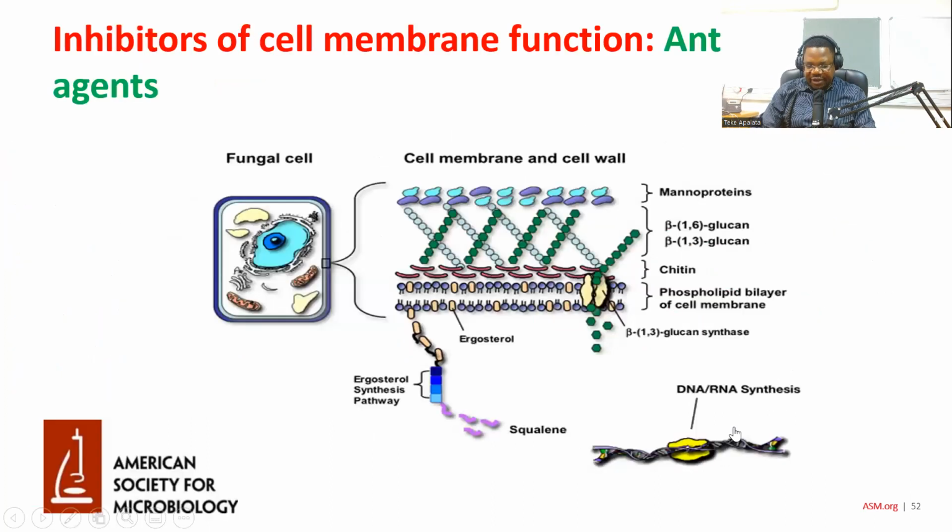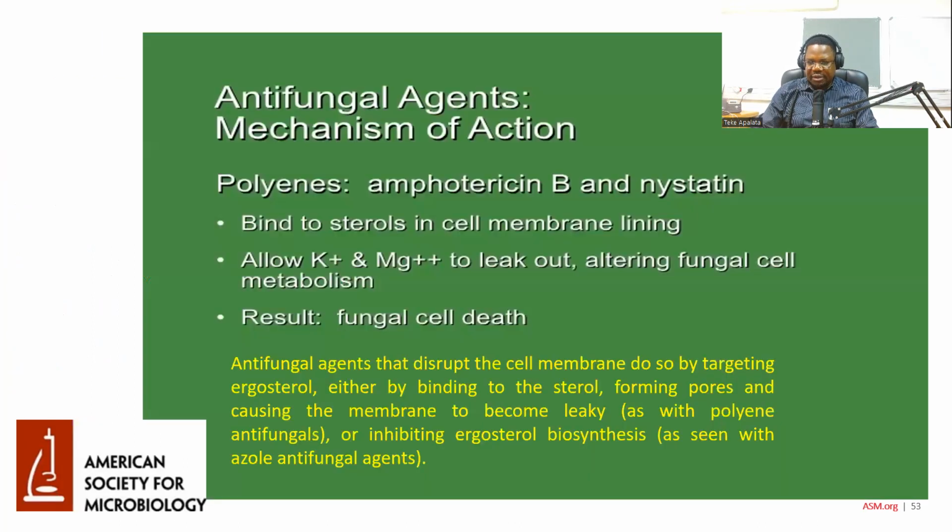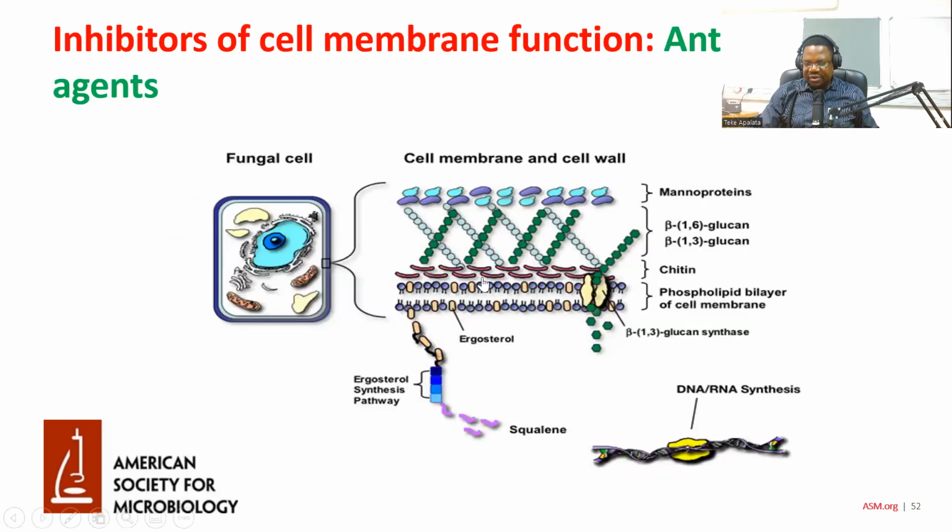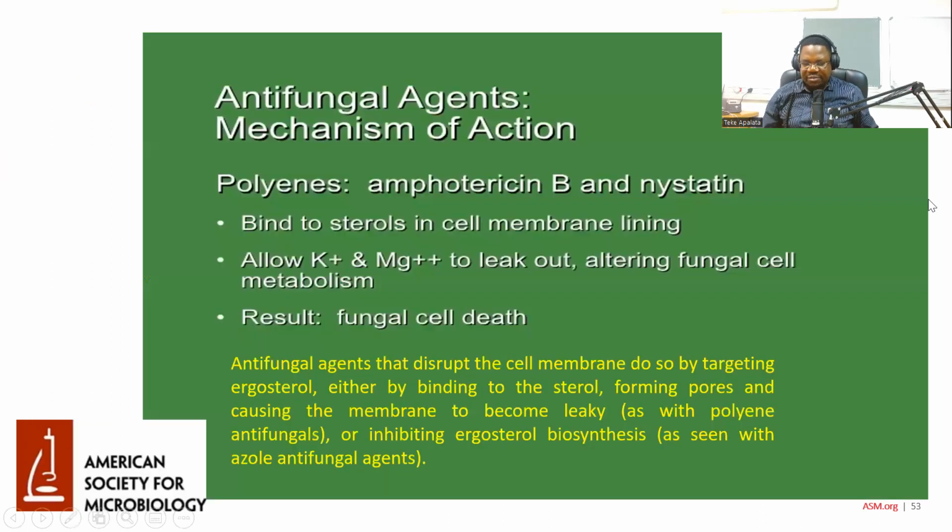Then we have antifungal agents, like the polyenes, amphotericin B and nystatin, which bind to the sterol in the cell membrane lining. Here you can see we have ergosterol, and they bind to the sterol. Then they allow potassium and magnesium to leak out, altering fungal cell metabolism, and that results in fungal cell death.